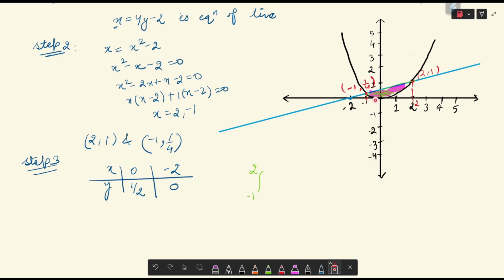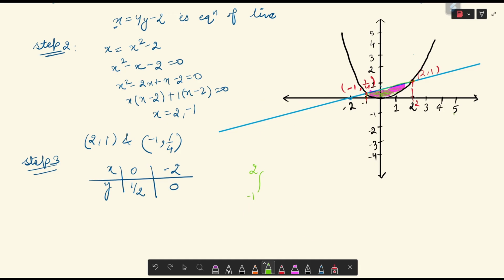ठीक है. और इसमें से अगर मैं पैराबोला की इक्वेशन यानी ये वाला यूज़ करूँ तो ये वाला एरिया निकल जाएगा। अब मैं लाइन वाले में से अगर ये पैराबोला माइनस कर दूँ तो मेरा जो शेडेड रीजन है वो आ जाएगा। सो दैट इज़ व्हाट वी आर गोइंग टू डू. So the limit will be from -1 to 2.